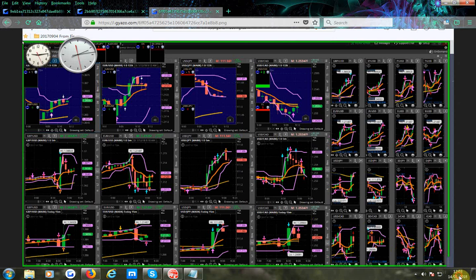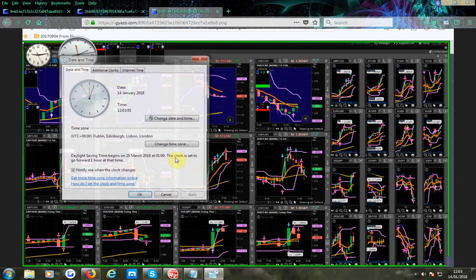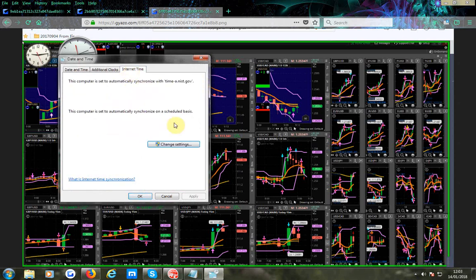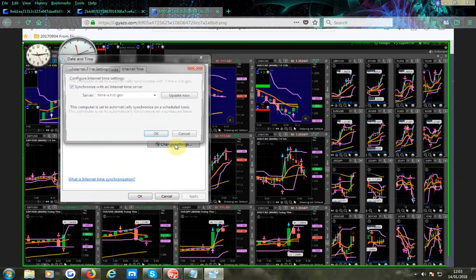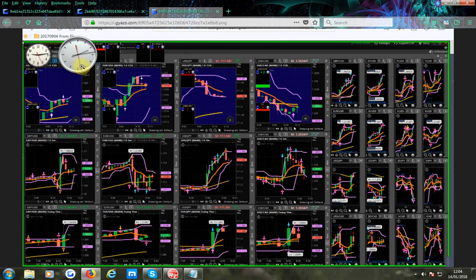Basically what we're doing is getting our clock as close to MT's clock as possible. You just run through the procedure I've just done there, clock's successfully synchronized, and you'll see it's a couple of seconds ahead of MT's here, which is okay. It's okay if you're in front a couple of seconds. I generally stay within 1 or 2 seconds of MT's clock. That's my clock, that's MT's clock.